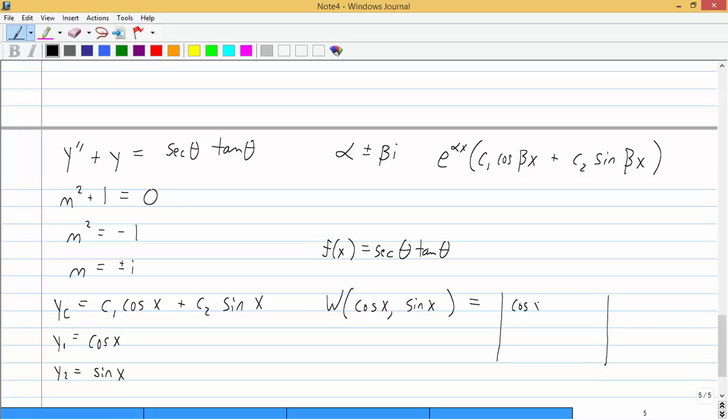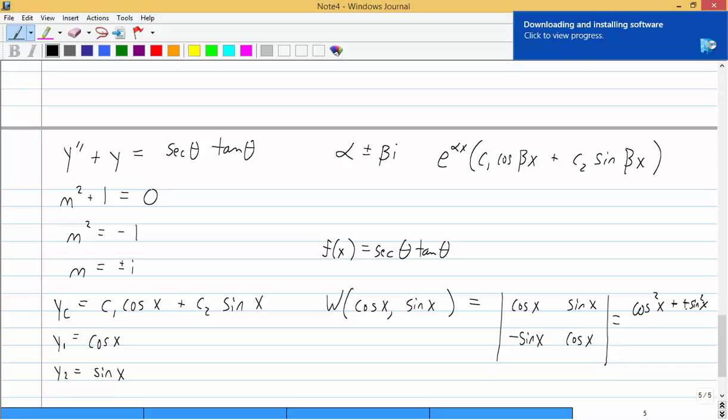So the Wronskian of cosine x and sine x is going to be the 2 by 2 determinant. First we write down cosine x and sine x, then underneath those we write their derivatives. That's going to be negative sine x, and the derivative of sine is cosine x. Now let's evaluate this 2 by 2 determinant. Cosine times cosine is cosine squared x, then minus negative sine times sine is negative sine squared x. Well, if I have minus negative sine squared x, that's going to be cosine squared x plus sine squared x.